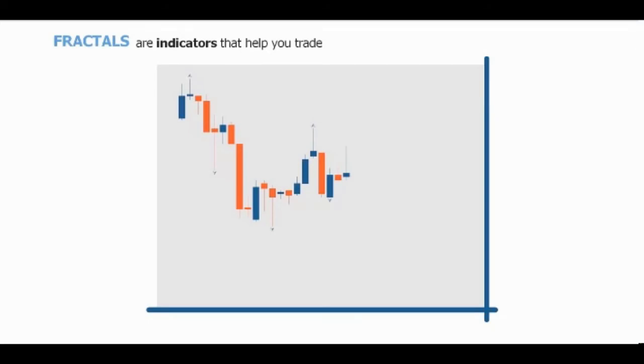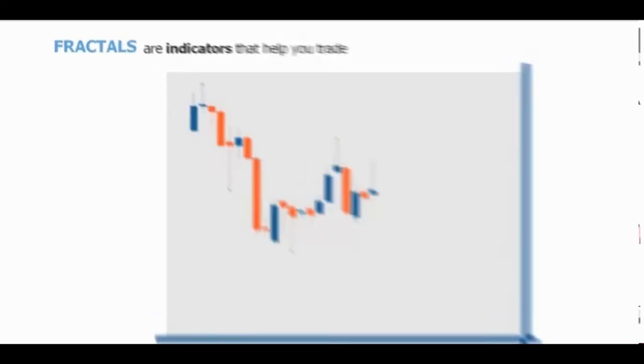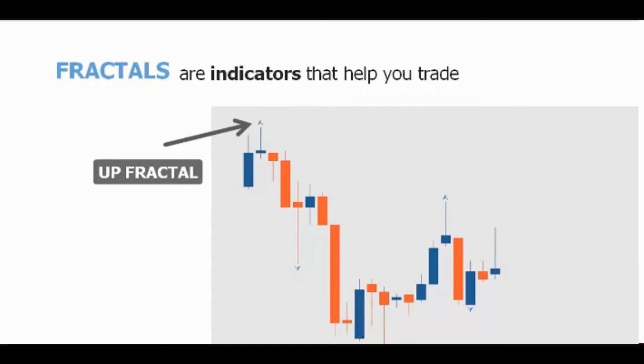A fractal is an indicator that is displayed as a small triangle that is plotted either above or below a Japanese candlestick. When a fractal is plotted above a Japanese candlestick, it is an up fractal, and when it is plotted below a Japanese candlestick, it is a down fractal. Fractals help determine a potential price reversal. However, if price moves beyond a fractal, it indicates that price may be continuing in the same direction.